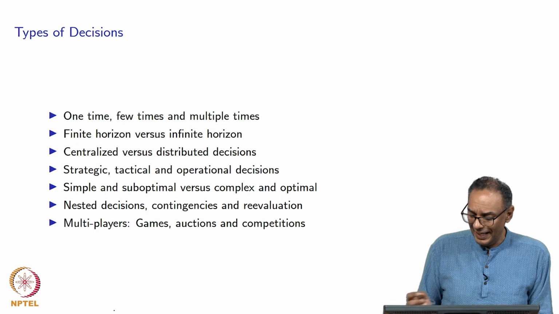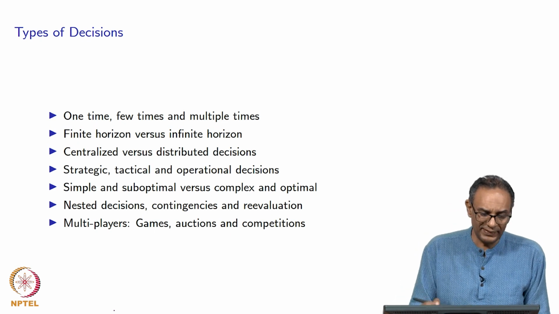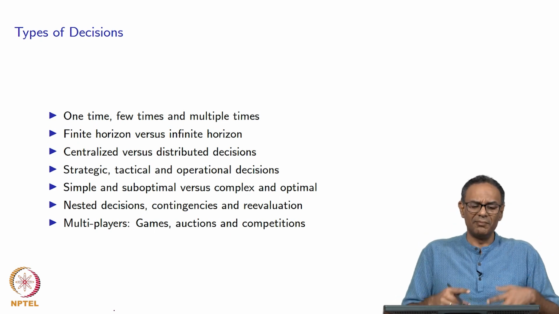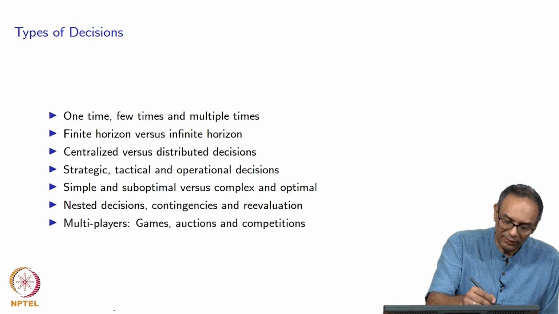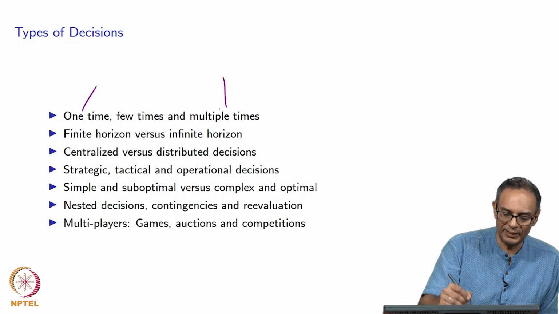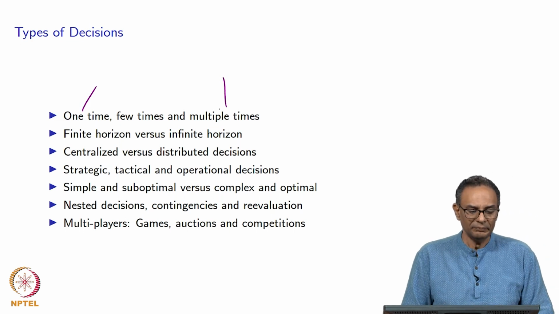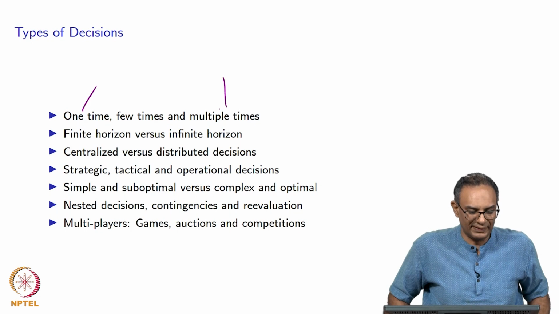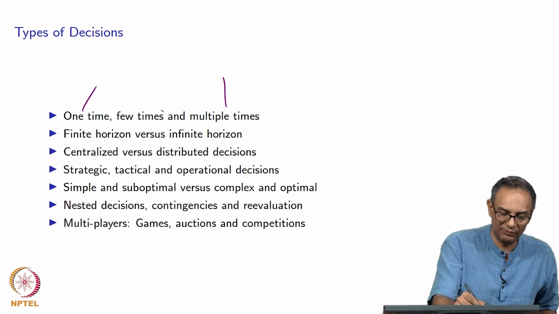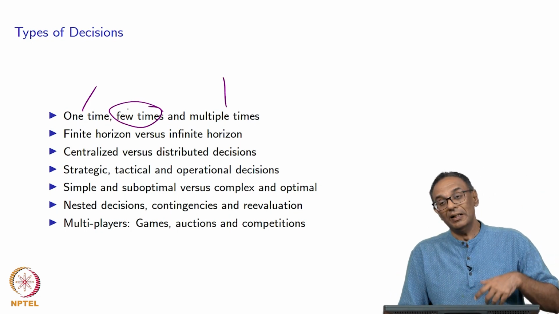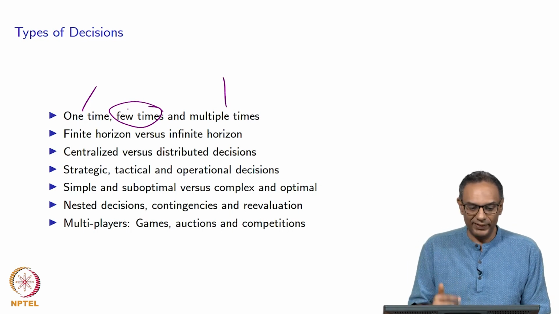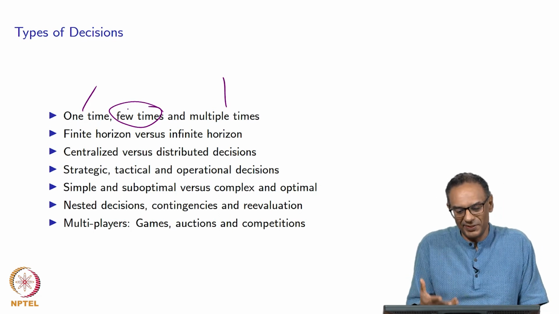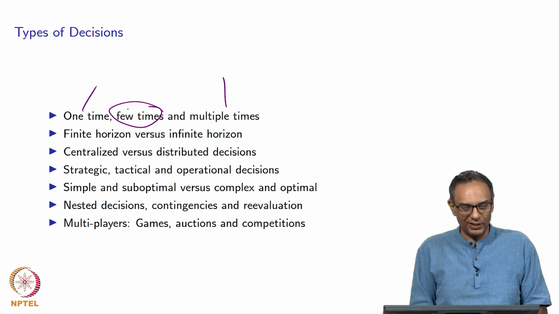The last slide in this set of topics is what types of decisions. There are multiple types of decisions that one can consider. We talked a little bit about one-time decisions and multiple-time decisions. For example, if you think about the cricket example, there is something in between, called few times. Let's say you're playing a 20-20 match, then 20 times you have to make the decision who's going to bowl, as a captain. So that's a few times decision. It's not a lot. It's also not one time.